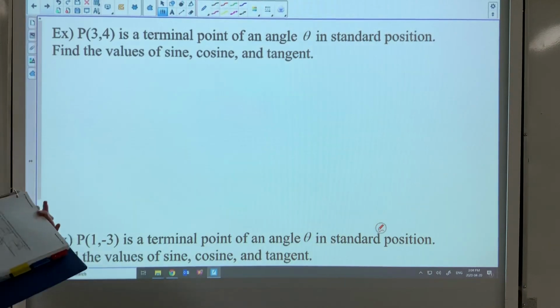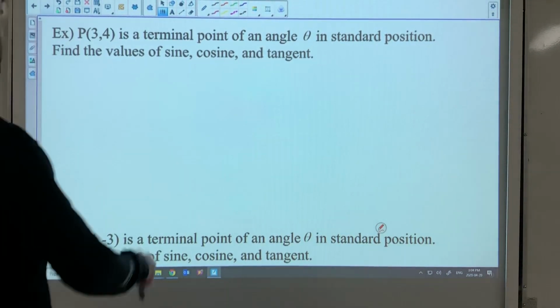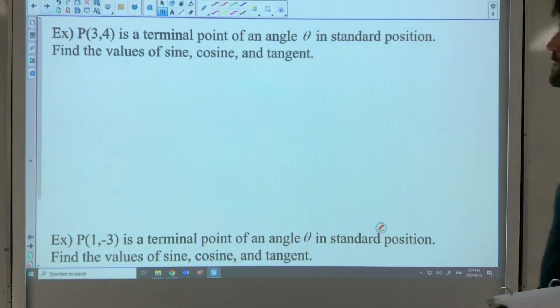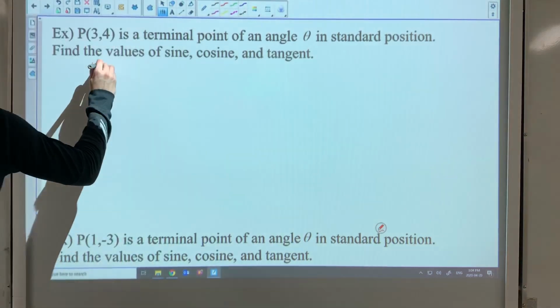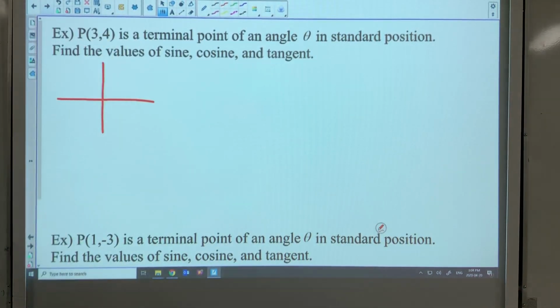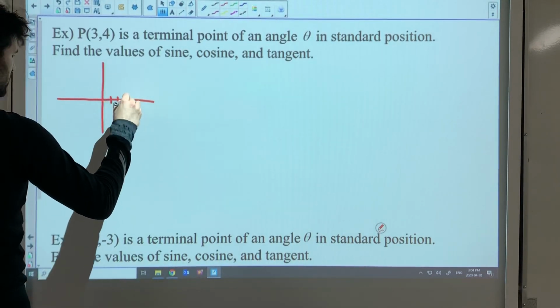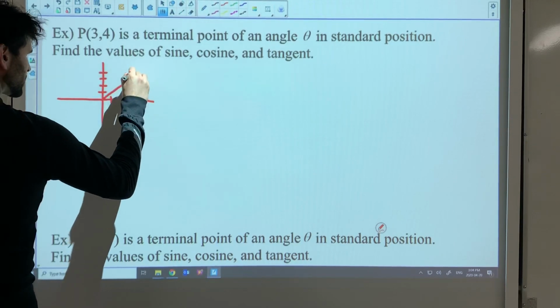So we run into some examples, and these ones are from grade 11. I give you a point, and I say it's the terminal point of angle theta in standard position. What are the values of sine, cosine, and tangent? This is a good question to review. So draw a little sketch would be my recommendation, and then plot this point wherever it happens to be. So the point 3, 4: 1, 2, 3, and 1, 2, 3, 4. There it is. Doesn't have to be perfect, but there you have it.